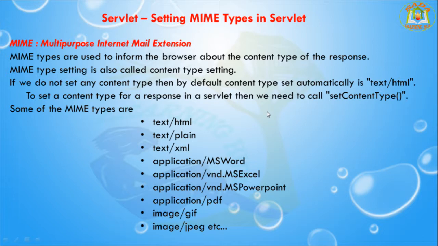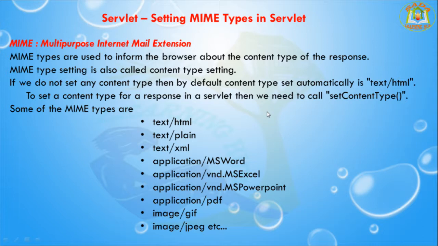If we do not set any content type, then by default the content type is set automatically to text slash html. By default, the MIME type is text slash html. To set the content type of the response in a servlet, we need to call the setContentType method. If you want to set the content type in a particular servlet, we need to call the setContentType method. Several MIME types are available.